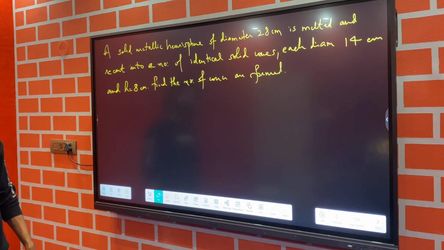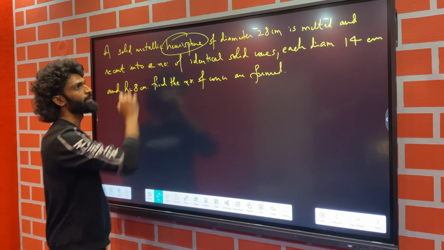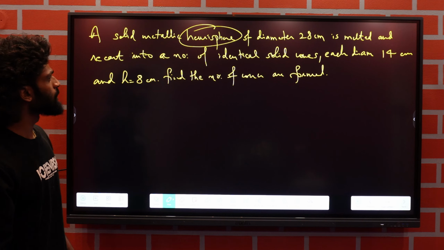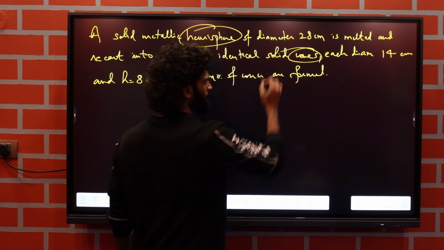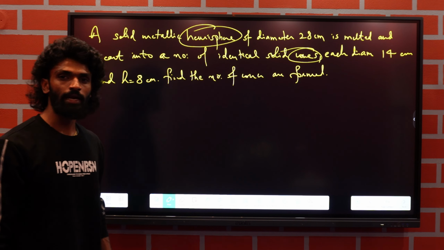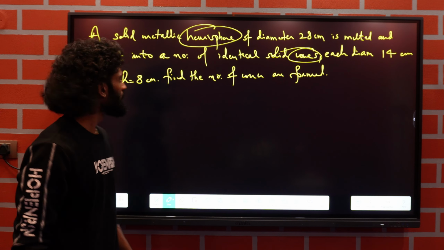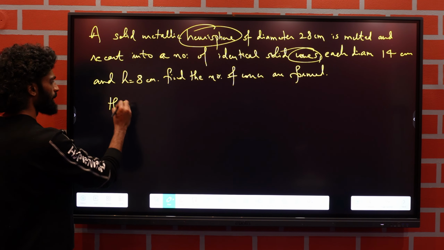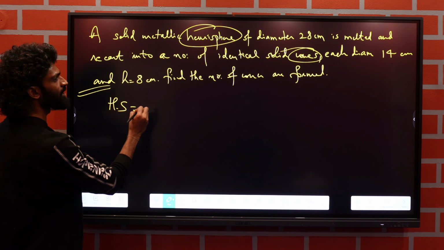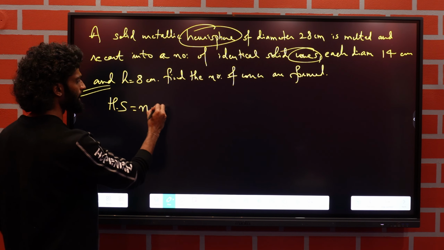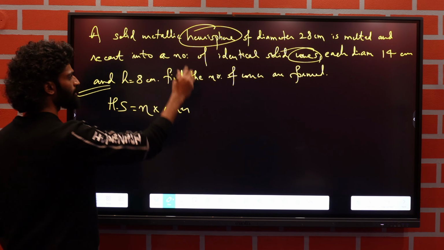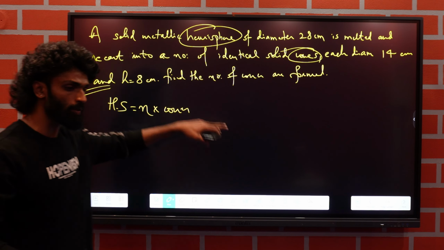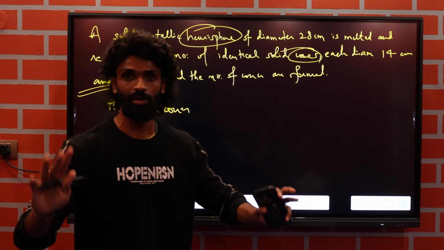A solid metallic hemisphere. Careful. The story talks about a hemisphere melted and recast into solid cones. I got my storyline. So what do I do? I write it in terms of a summary. So hemisphere, I'm writing HS right now, is being converted into multiple cones. Multiple meaning n into cones. Every time in a cone question, any transformation question, it's always volume, always.